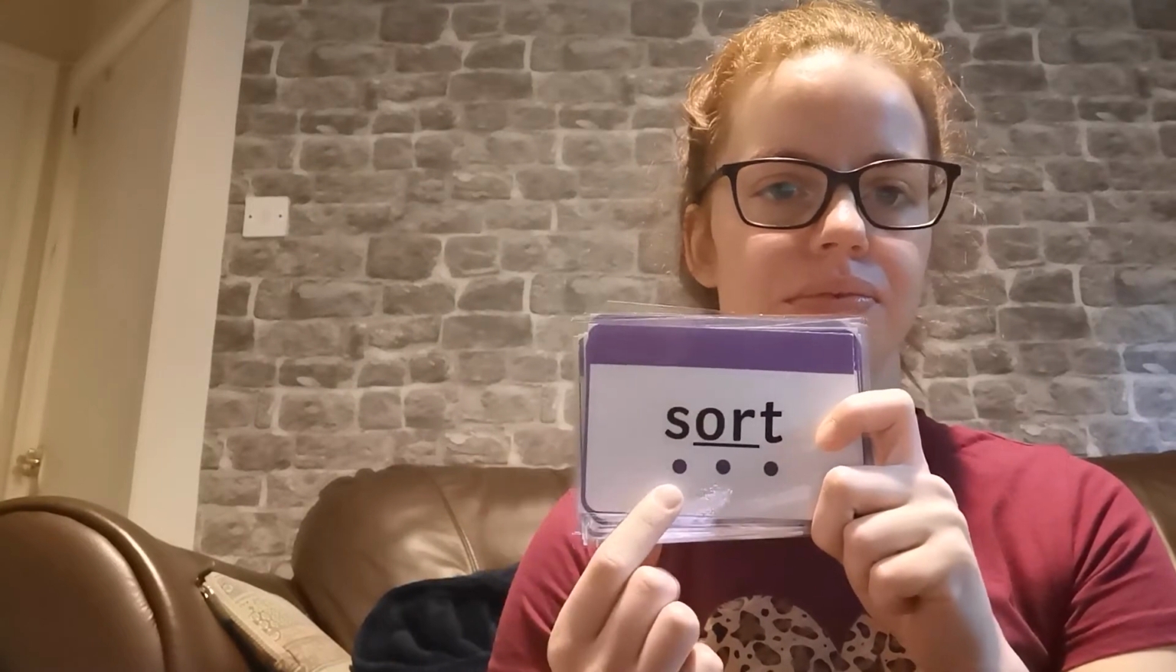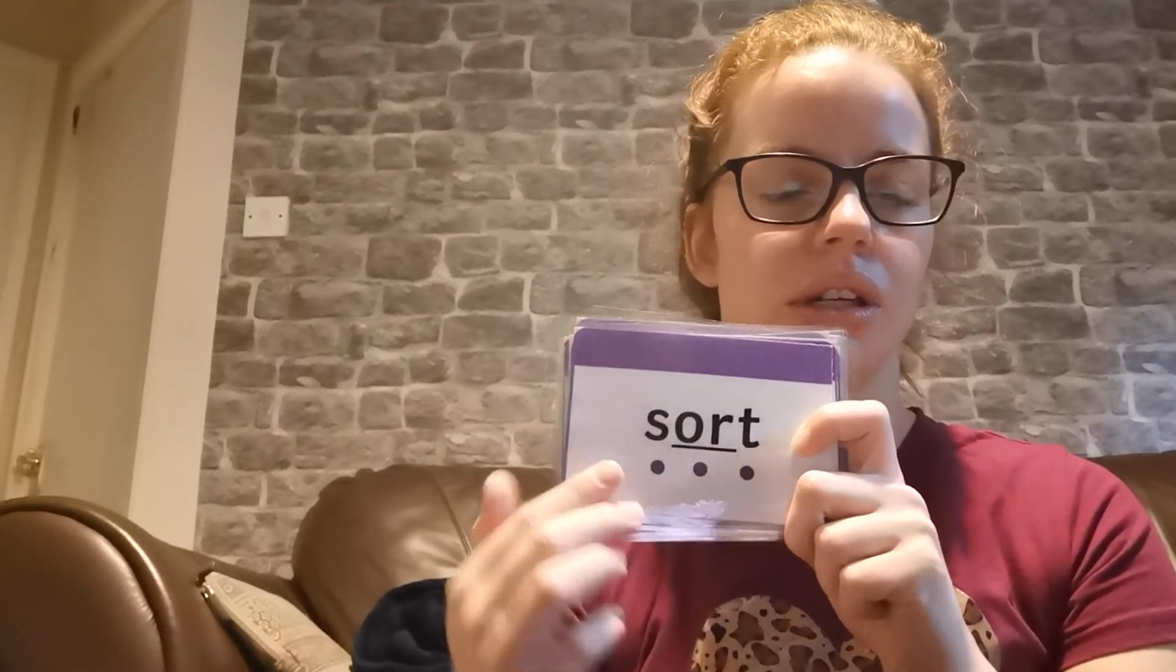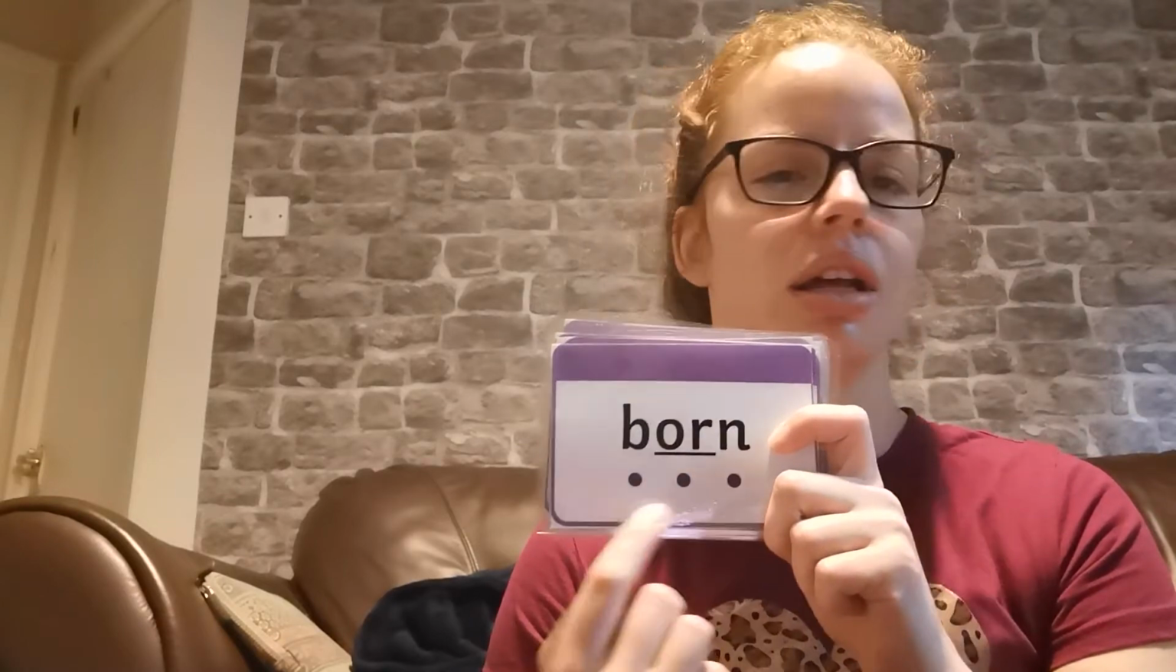Well done. All right, now it's your turn to do it first. I'll just put that one back here. That one's a bit of a tricky one, so we'll do that one after. or, for. Ort, sort. B or n, born.